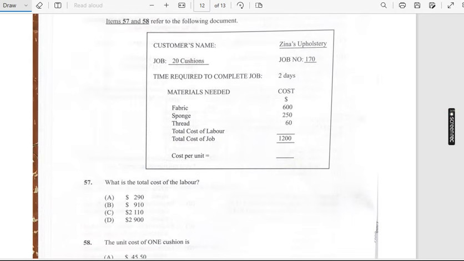Alright, let's see if we could check this real fast, guys. We're just moving on to some quick calculations. Alright, so we have 600 plus 250, that's 850. 850 plus 60, that's 910 plus 1200, that's 2100, so it will be 2,110. Alright, so we'd have 2,110. Alright, so the answer would be C.